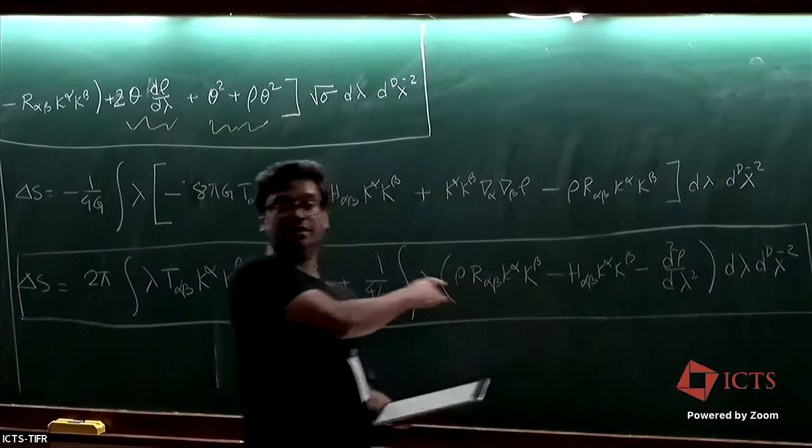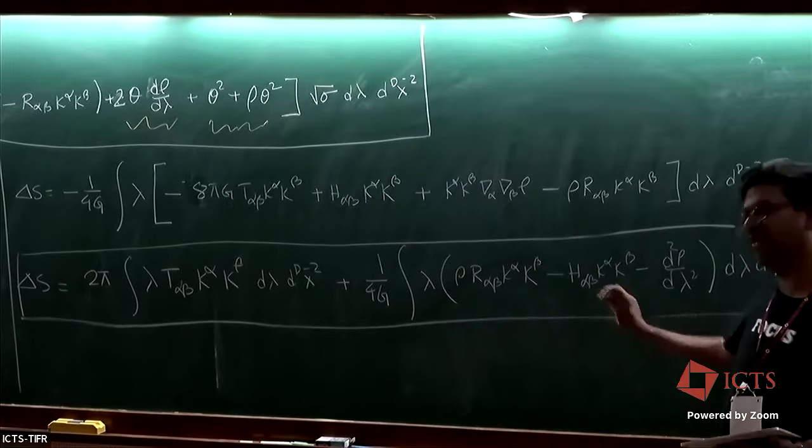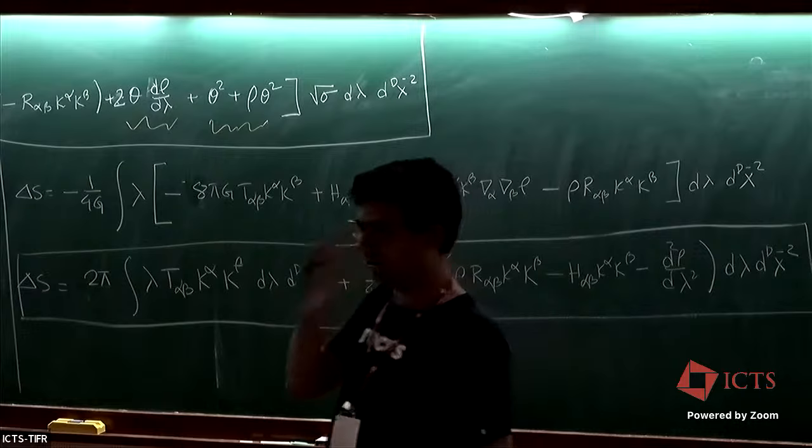I just kept it as it is, because we don't need to. We already got this part, because this is a part which will go to 0 if Einstein's equations are true. We just keep it in this way. You can do it, it doesn't matter.